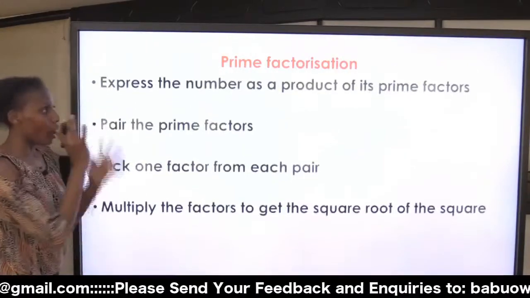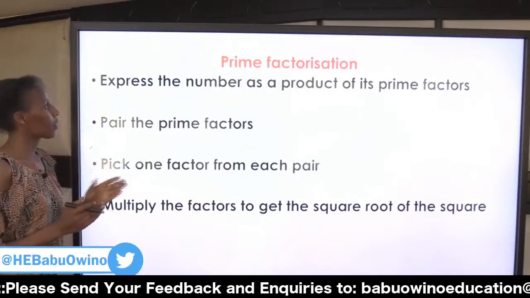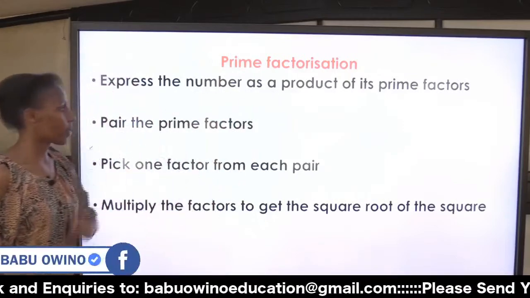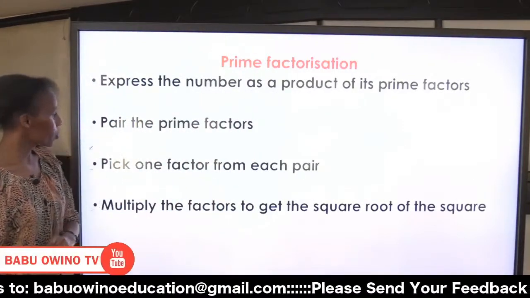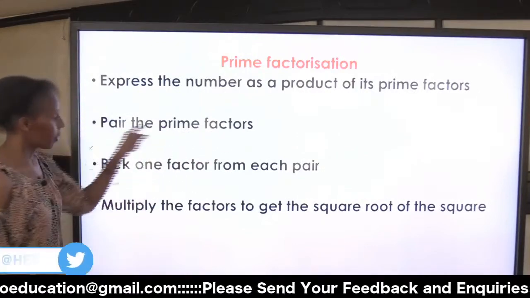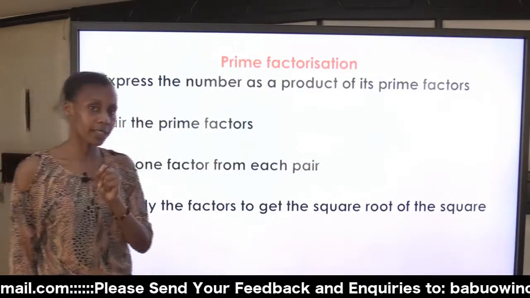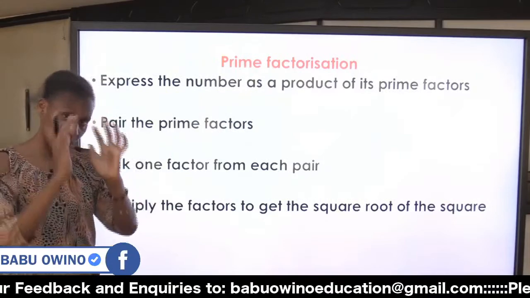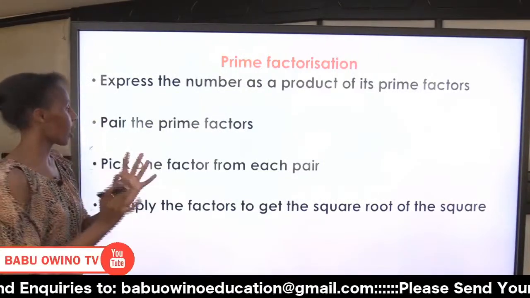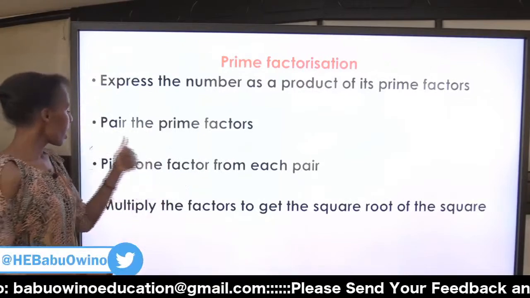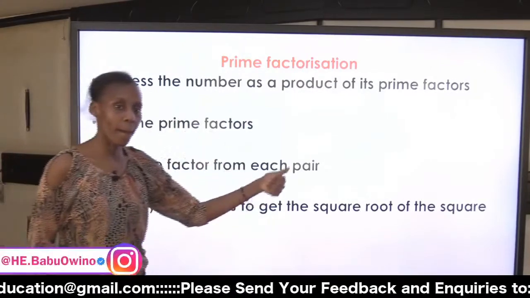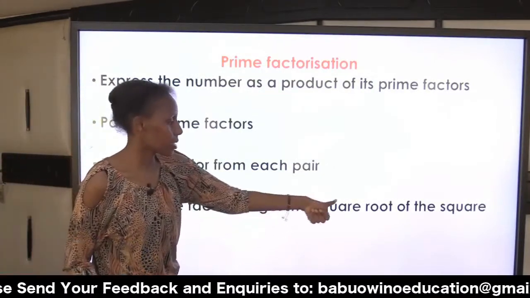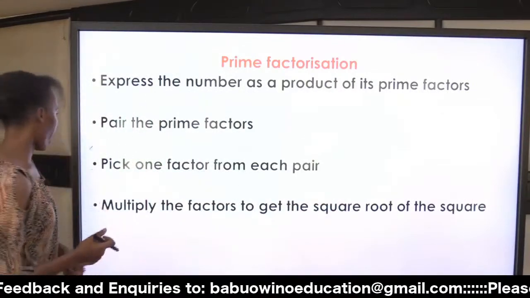So, on prime factorization, what do we do? First of all, we express the number as a product of its prime factors. Number 2, you pair the prime factors. And remember, the prime factors you're pairing have to be the same. You cannot pair 2 and 3, but you can pair 2 and 2, 3 and 3. So you bring them together so that you can pair them. Pick one factor from each pair. And then finally, multiply the factors to get the square root of the square number.